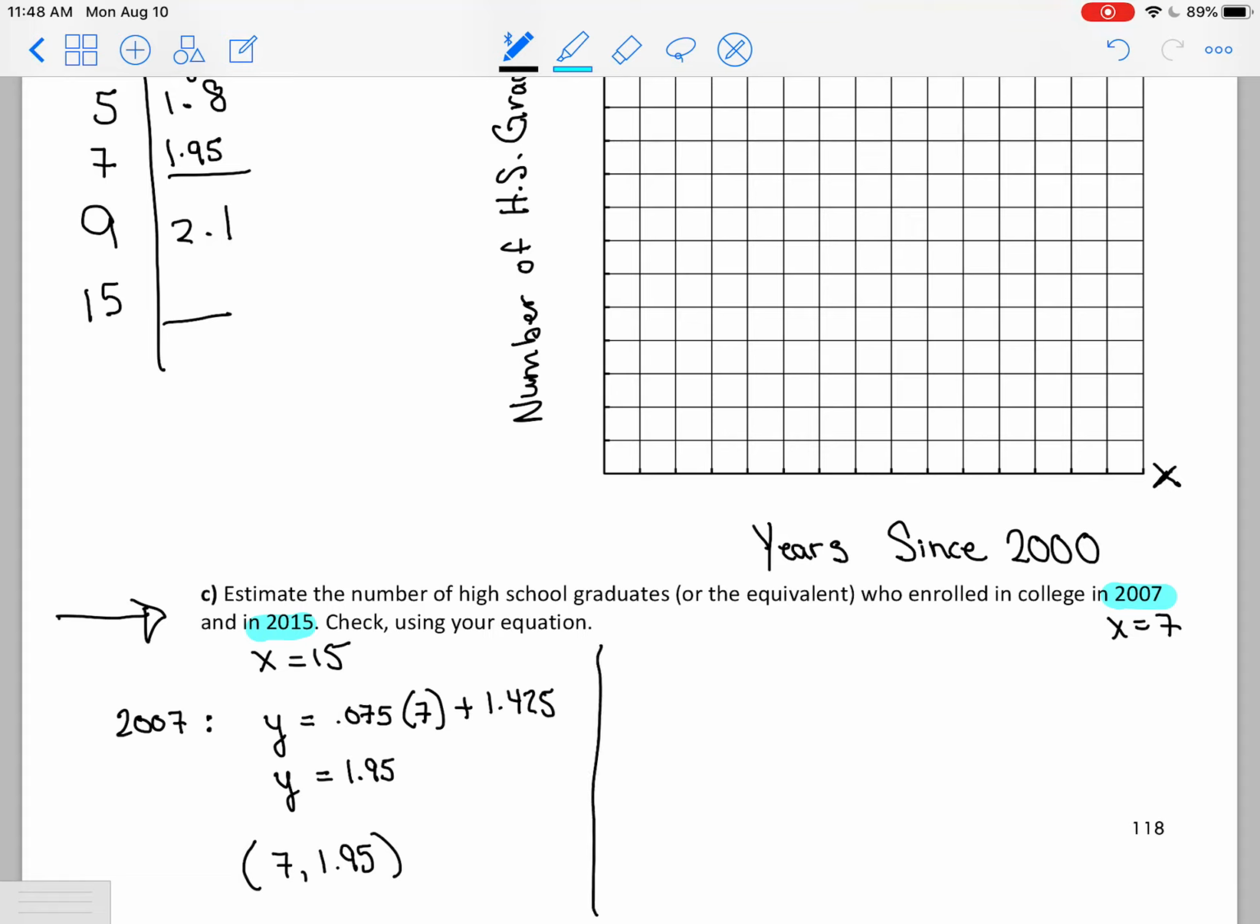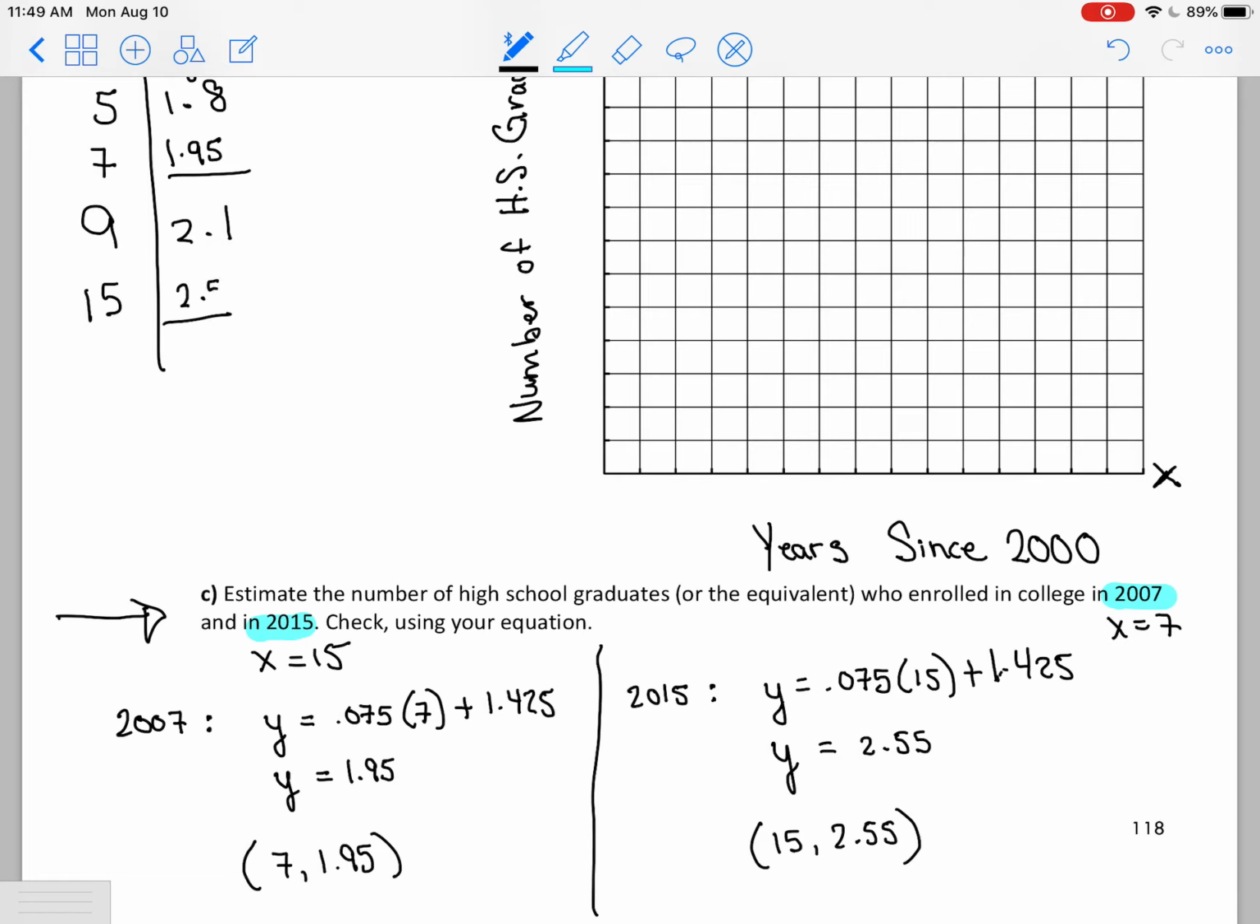All right, now let's check out 2015. 0.075 times 15 plus 1.425. Sorry about that. All right, and when we do that math, we're going to get y is equal to 2.55. So that means in the year 2015, we have 2.55 million graduates. So we can come up here and we can plug that in.